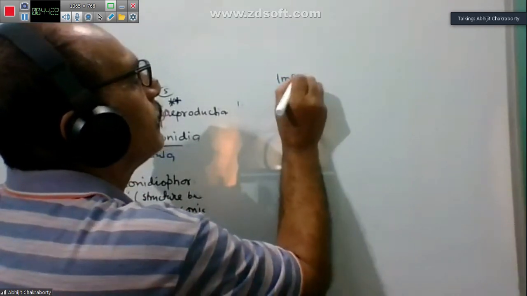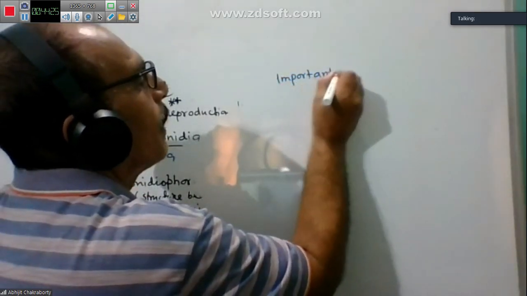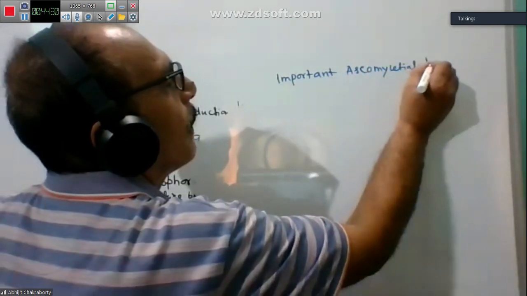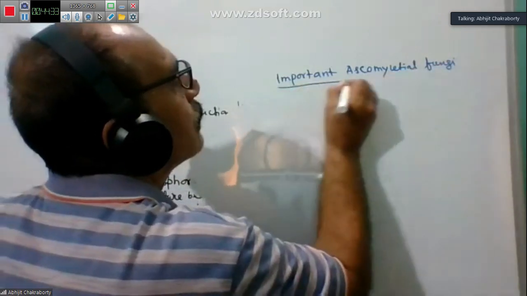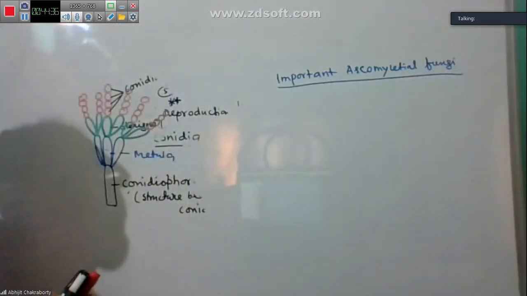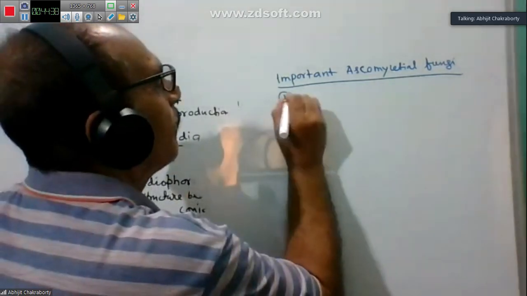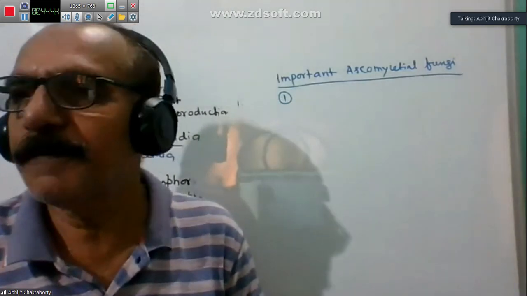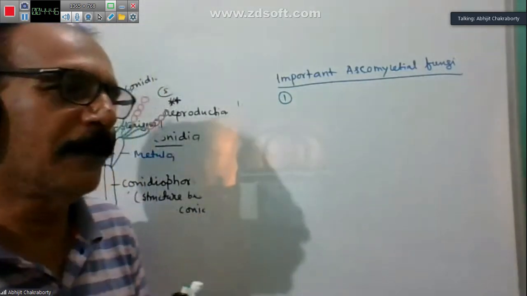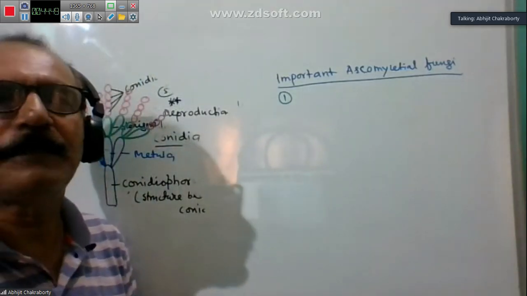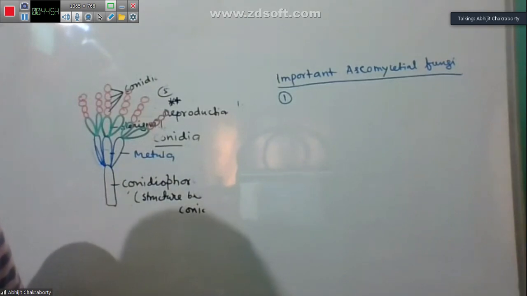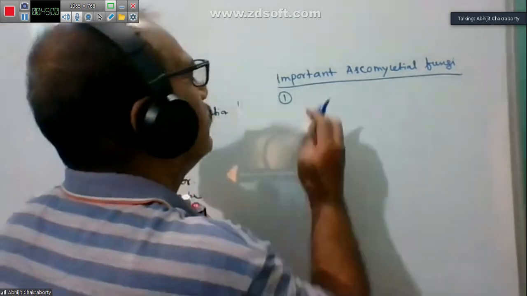Important. Important ascomycetes fungi. The names are, although you know, till now we are considering yeast under Ascomycetes, under fungi. But according to the five kingdom classification, yeast, as it is unicellular, should not be under fungi, rather it should be under kingdom Protista. But still we are studying them under this. Common name is yeast.